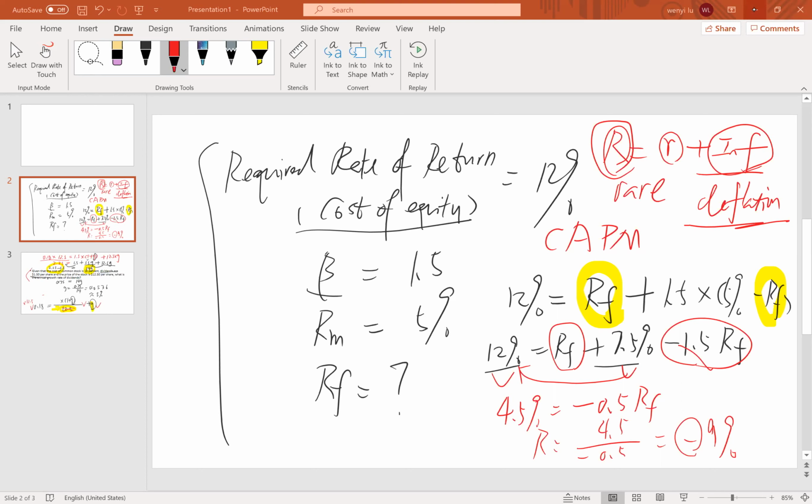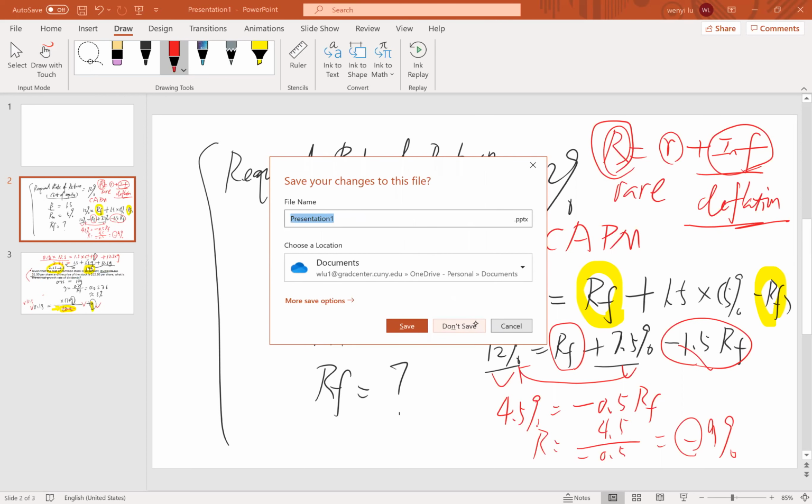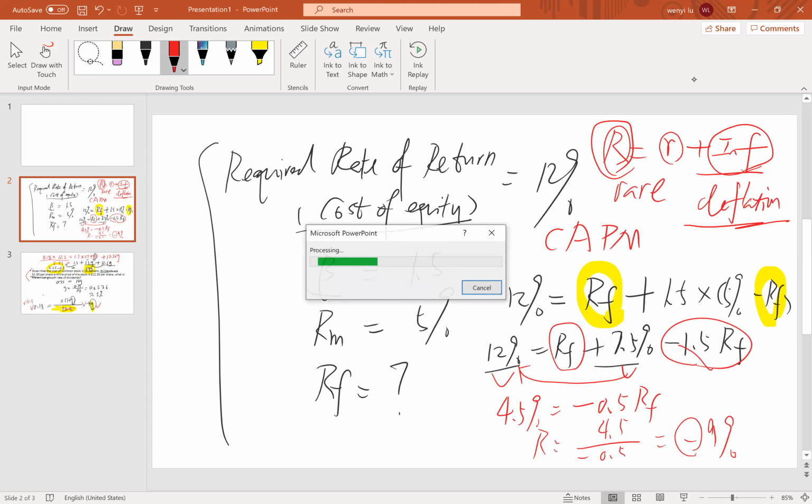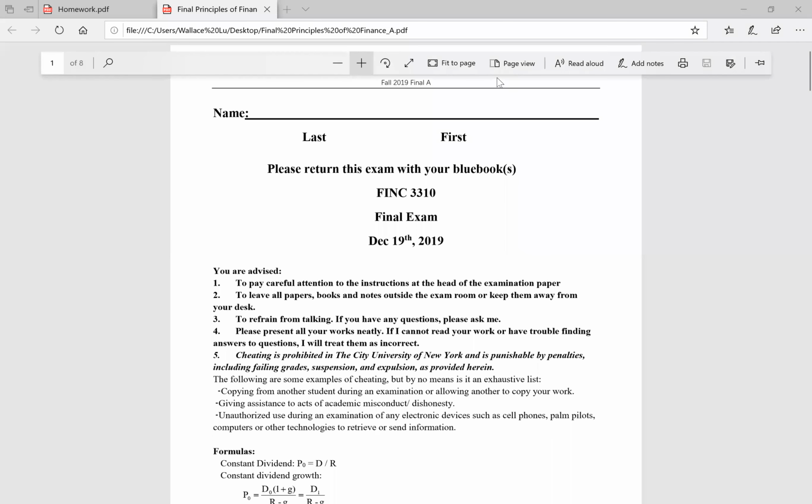Now let's open something for the final review. I know we already finished all the chapters, so it's time for us to do something for the final review. So let me open it. The screen I'm sharing with you now is the final exam from last semester. I hope this one can give you some ideas about how the final will look.